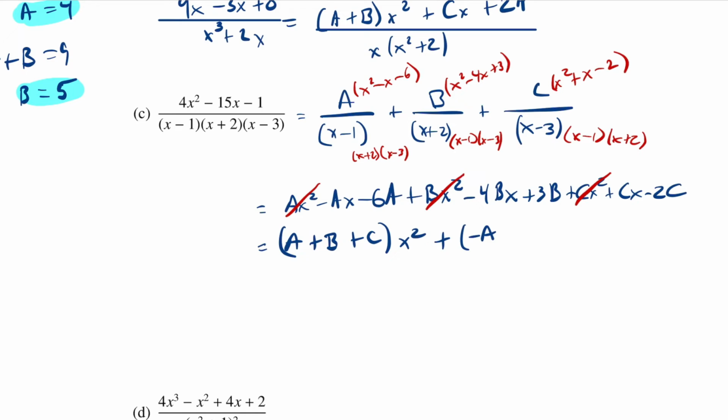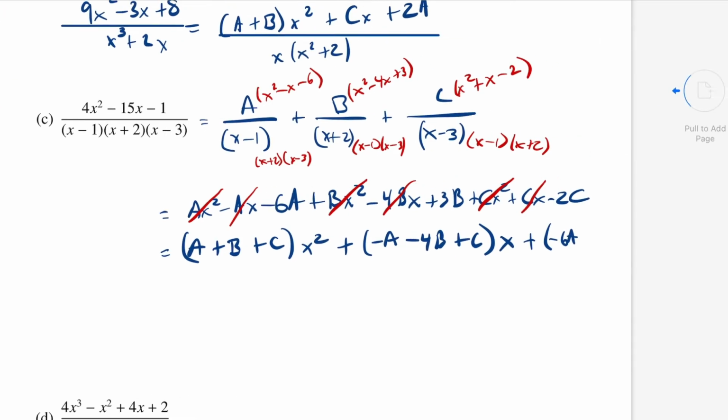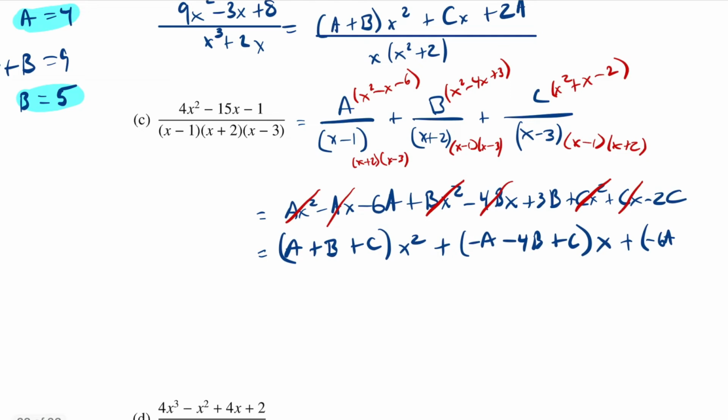And then the last one is just the remaining constants, which would be plus again, parentheses, negative 6a, plus 3b, minus 2c. All right, so I took care of minus 6a plus 3b minus 2c. And on the left side, we have our rational expression that we just bring down.